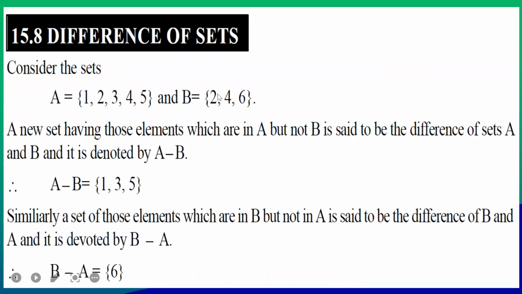Next, the difference of sets. Consider the sets. Set A, we have 1 to 5, and B, we have 2 to 6. A new set having those elements which are in A but not in B. When we say A minus B, all elements of A that is not in B. So you're going to delete all the elements. Sabi, A minus B means elements that are in A but not in B. Okay? What are the elements of A na wala kay B?